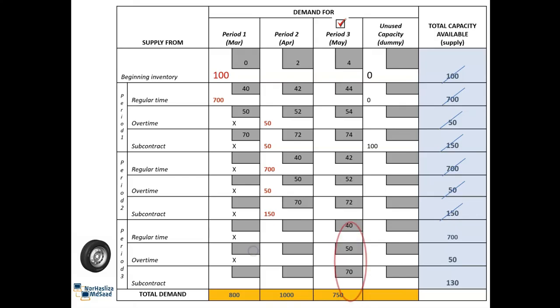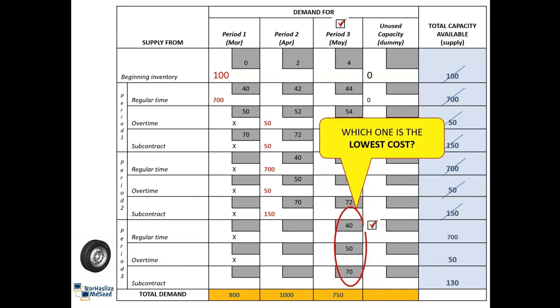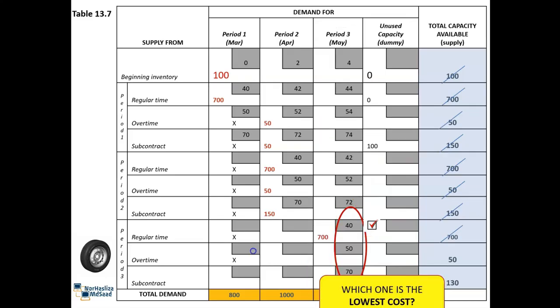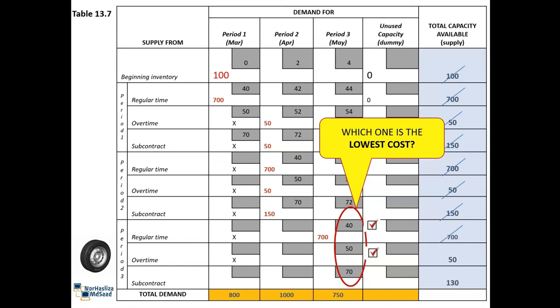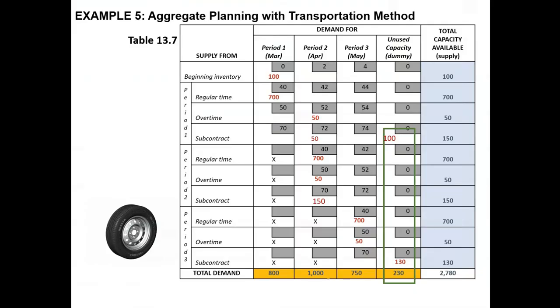Now we go for period 3. Within the 3, we try to find the lowest cost, which is 40. In period 3, we need to meet the total demand of 750. For 40, we have 700 total capacity. We need to use it all. We need to include another 50. So we find which one is the lowest cost, which is 50. And 50 has exactly 50 total capacity available. Now we meet the total demand of 750. And the total of unused capacity is 230.